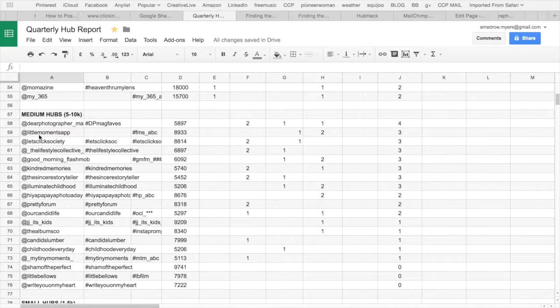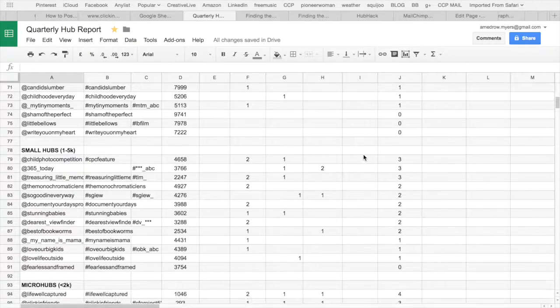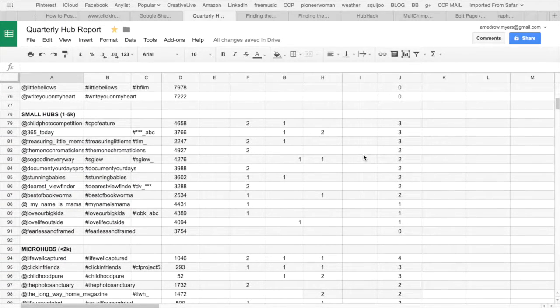Let's click Lifestyle. So you can see some of them here. A lot of you are familiar with The Sincere Storyteller, which is Megan Luke's. Again, it's all relative to the size of the hub. Our smaller hubs, you're going to see really low numbers. I'm not telling you to only hashtag those huge hubs. You probably won't get a lot of features on those large hubs because they are so huge.